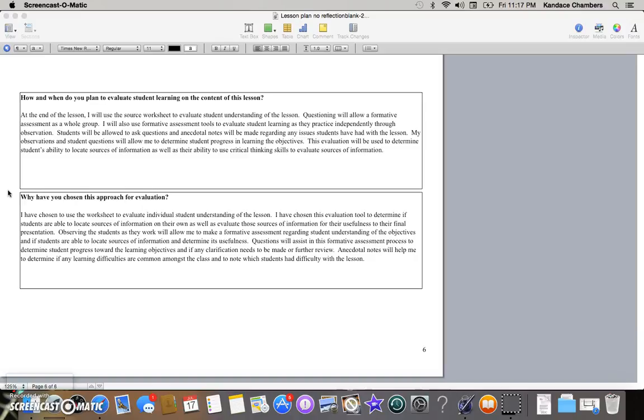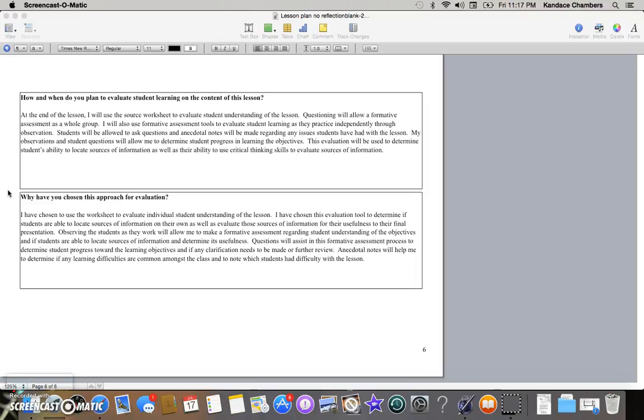I have chosen to use the worksheet to evaluate individual student understanding of the lesson. I have chosen this evaluation tool to determine if students are able to locate sources of information on their own, as well as evaluate the sources of information for their usefulness to their final presentation.